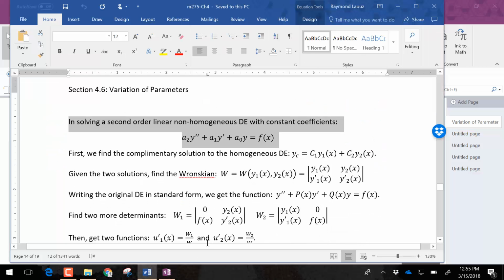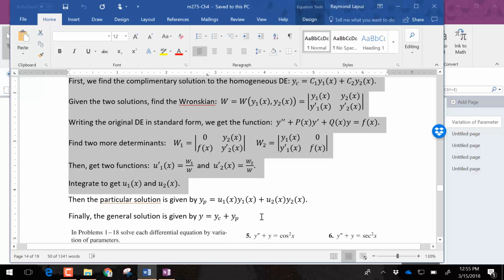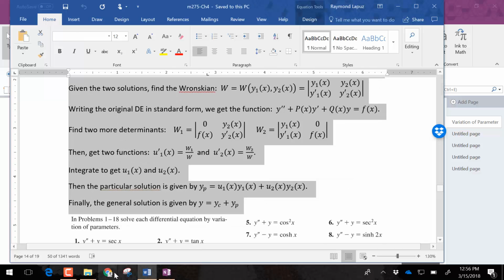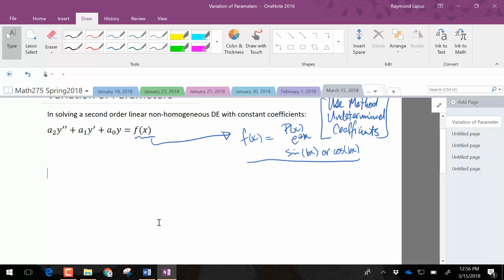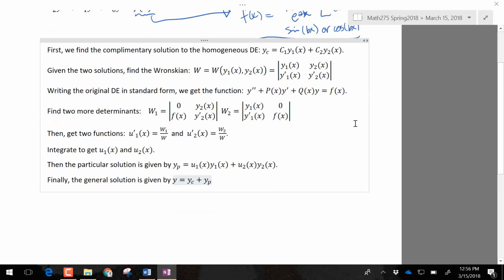Let's see. Well, this is kind of long-winded here. So as a step-by-step process, we'll take a look at the process and then see if we can come back and try to justify this whole idea. But we first look for our y sub c, that's why they call it y sub c, the complementary solution. I called it y sub h last time. But first we look for the solution for the homogeneous differential equation, pretending that f of x was equal to 0. And that's easy enough to do for second order.